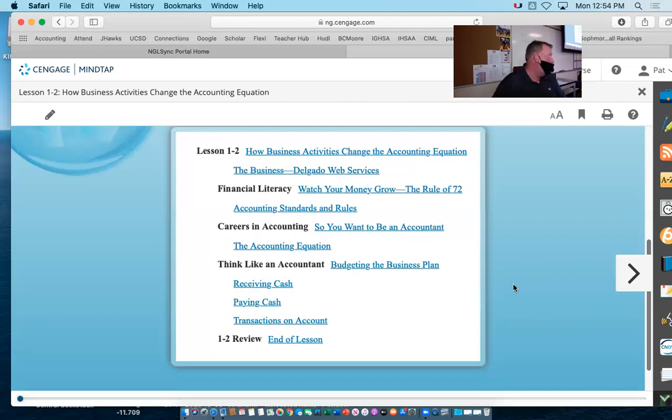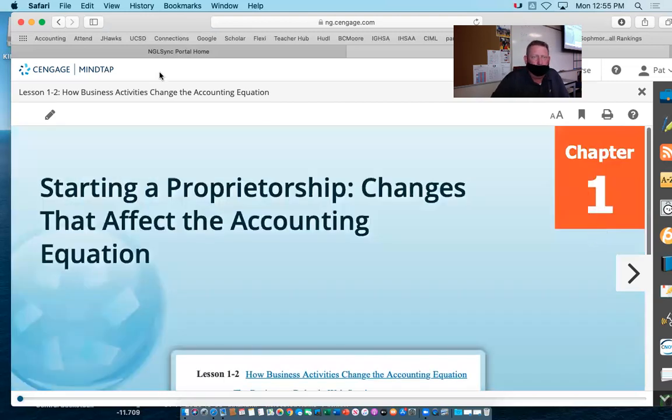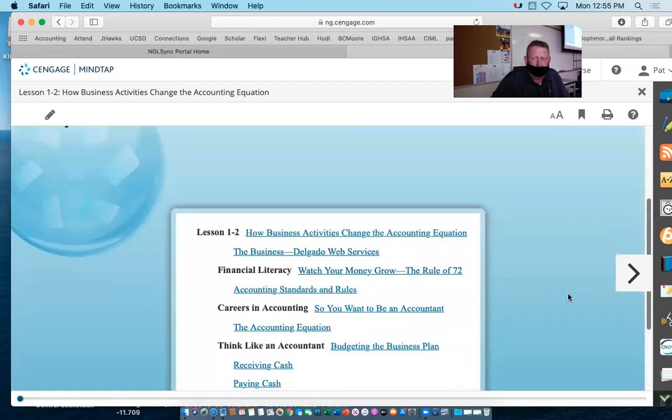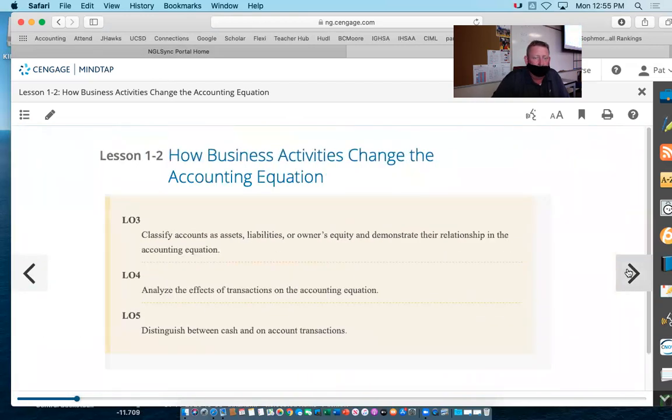Are we okay to go on to 1-2? Okay. Why don't you guys bring up 1-2 instructions. They always have a learning objective or two that you can look at if you want. I don't always spend a ton of time on it.